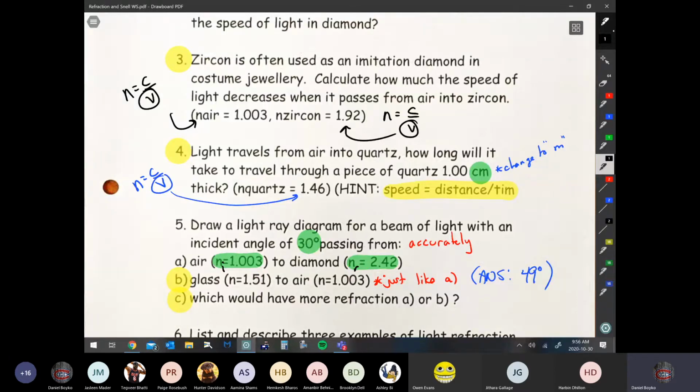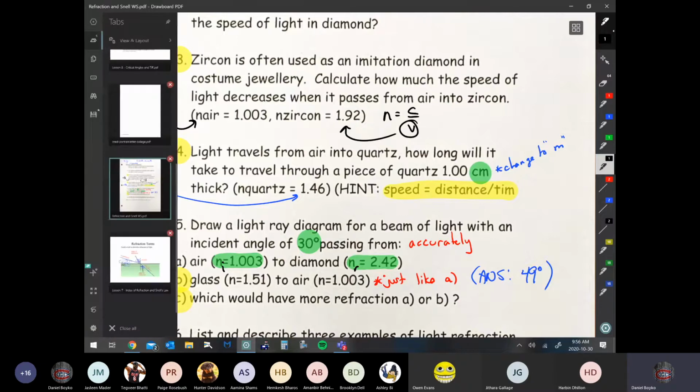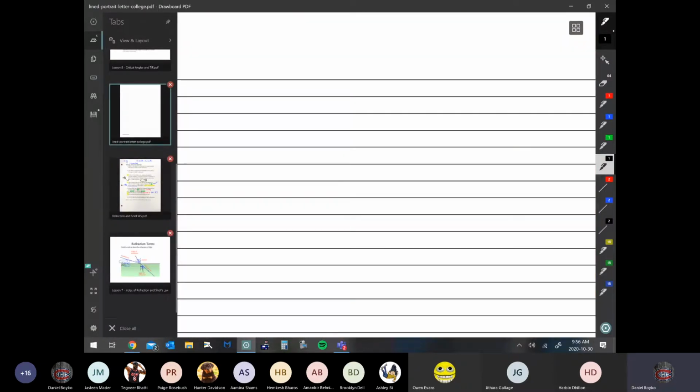I'm going to do my best to remember those two numbers. That way I do not have to go back and forth here. So for question number 3, what we need to do is figure out the speed of light in air and the speed of light in zircon. So starting with air, I know n of air is 1.003. C, the speed of light in a vacuum, is 3.00 times 10 to the 8. And V then would be the speed of light in air. Okay, so what I'll do is I'll put V air. That way we know what this V represents. N equals C over V.